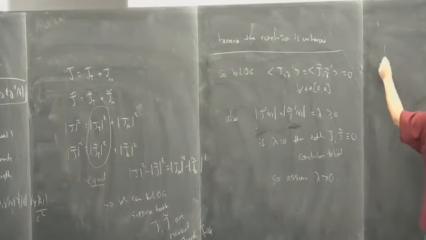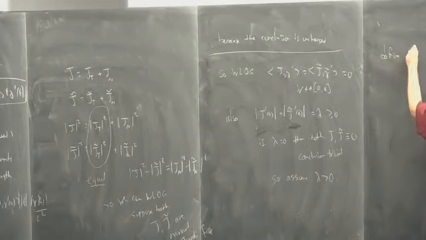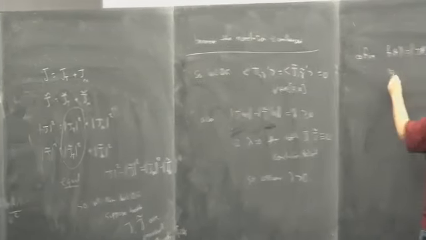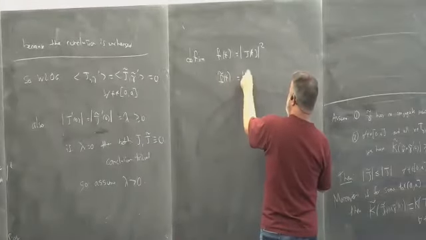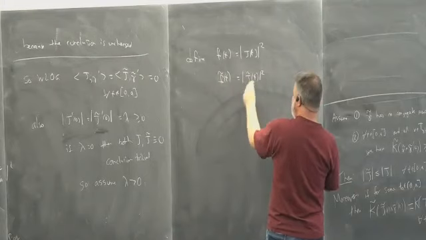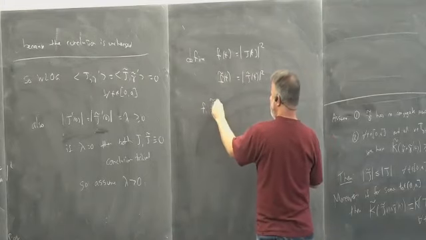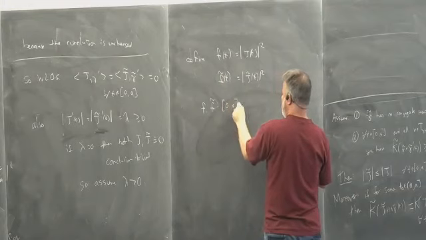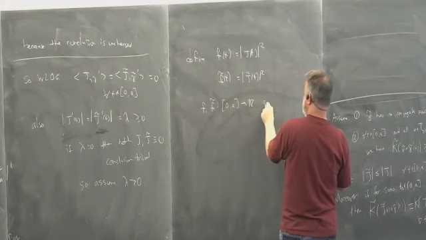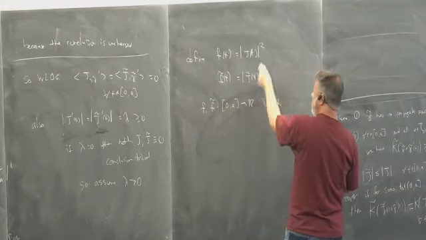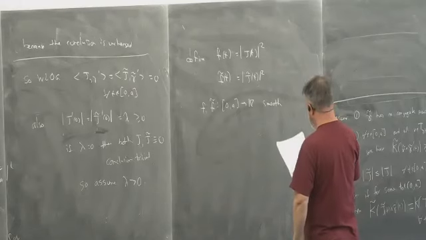Okay, let's define f of t to be the norm of j of t squared, and f tilde of t to be the norm of j tilde of t squared. So both f and f tilde are smooth because Jacobi fields are smooth and the norm squared is smooth.